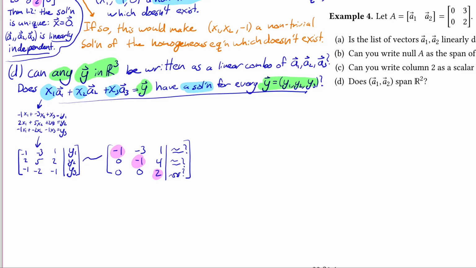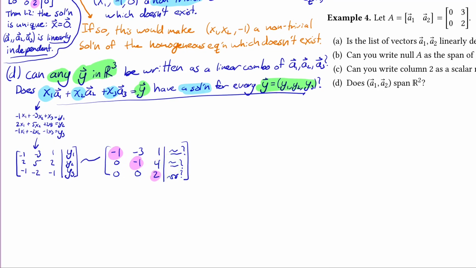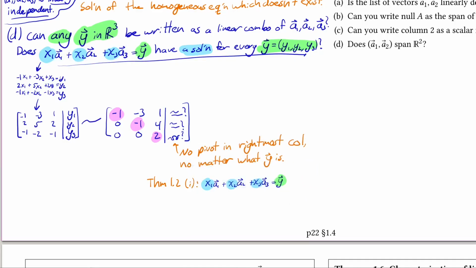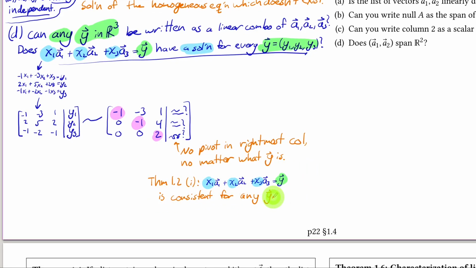we can see where the pivot positions are. Is there any way there could be a pivot position in the rightmost column when it's in echelon form and all the leading entries are on the left? No. There's no room for a pivot in the rightmost column, no matter what the y values are, because all the pivots are on the left. So theorem 1.2, part 1, says that this is consistent, no matter what the vector y is.